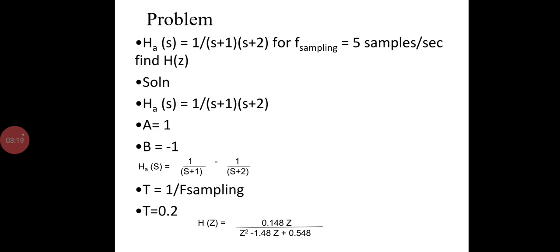And also, in other problems, if the sampling rate equals 5 samples per second, we want to find the value of the time, that is T. Here they have indirectly given the value of T.